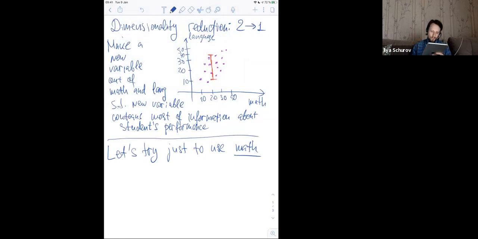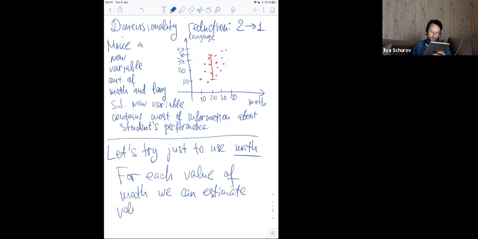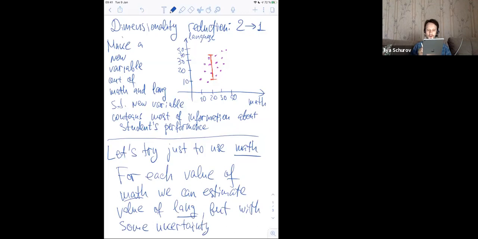If I use math, then for each value of math, we can estimate the value of the language grade, but with some uncertainty. Probably we want to make this uncertainty smaller. And are there any ideas how to do it? What to include in our certificate instead of math?